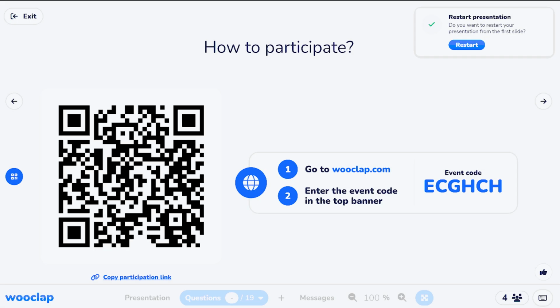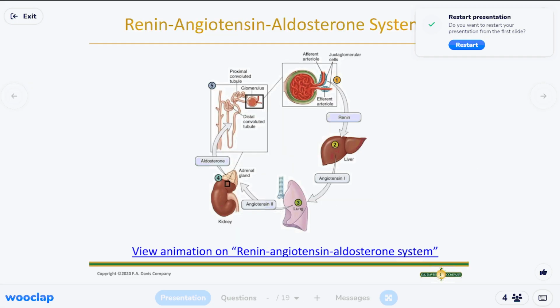Page 396 has got regulation of glomerular filtration rate. What it's really showing us overall is how we regulate blood pressure, mainly the mechanism for helping us keep our blood pressure up. Our kidneys have all that blood flow through them, so they're great for reading blood pressure.